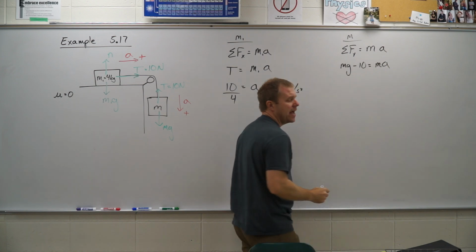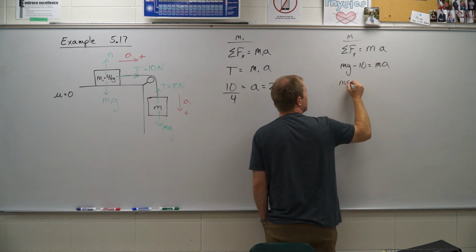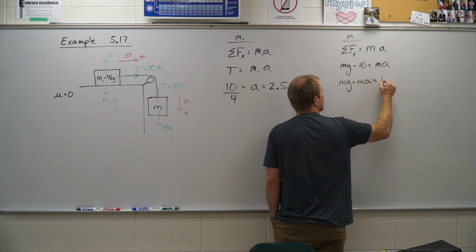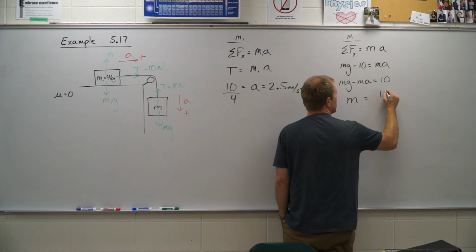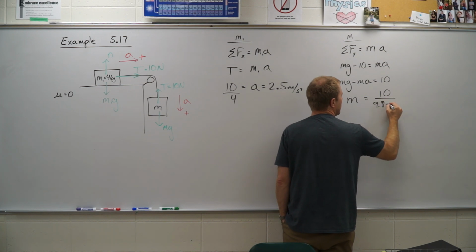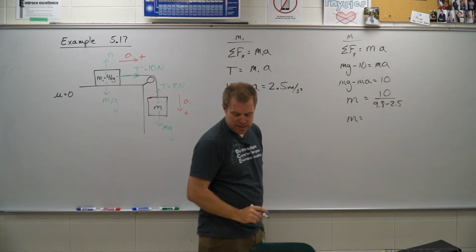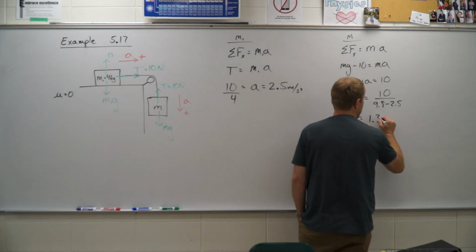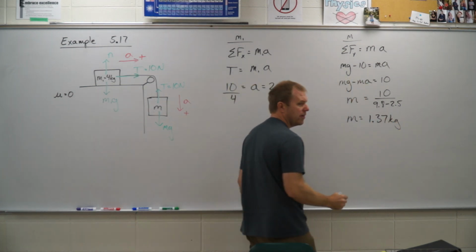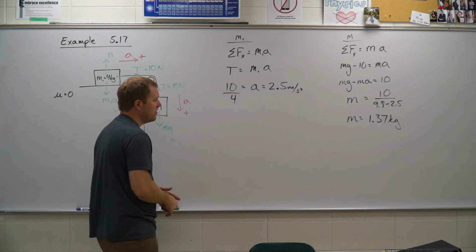I need to go ahead and solve for m, so I'm going to have to get them on the same side. So I have mg minus ma equals 10. Factor out an m and divide, so I have m is equal to 10 divided by 9.8 minus 2.5. Plugging that into my calculator, I end up with a mass of 1.37 kilograms.